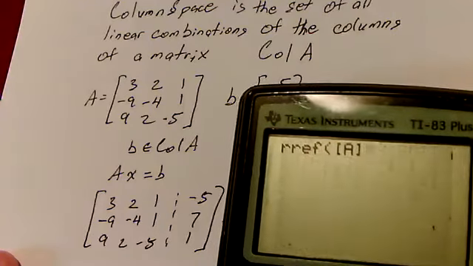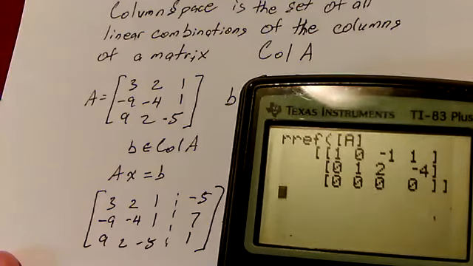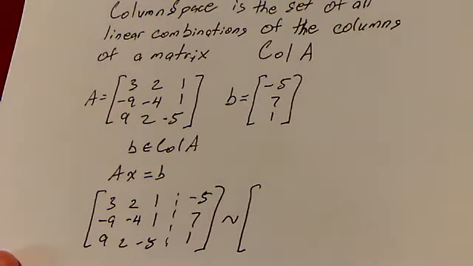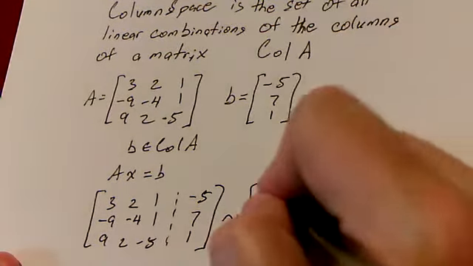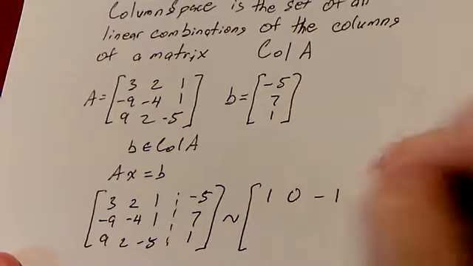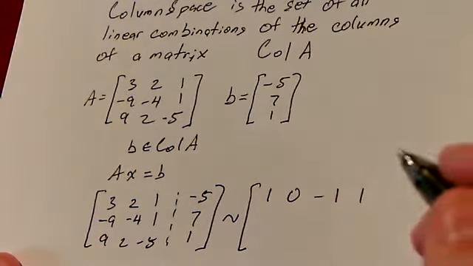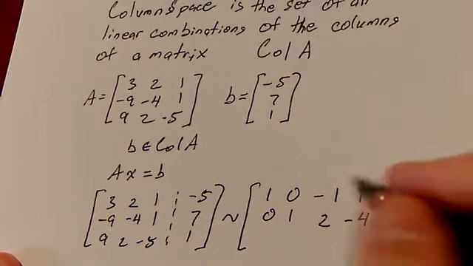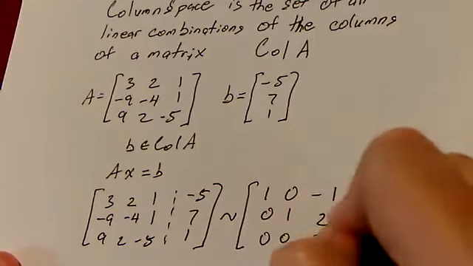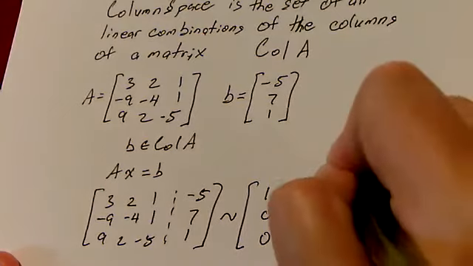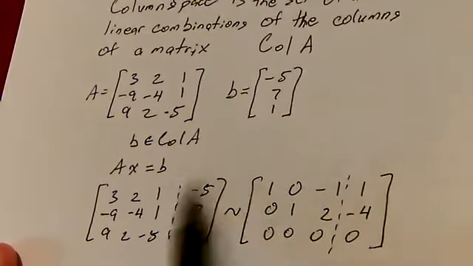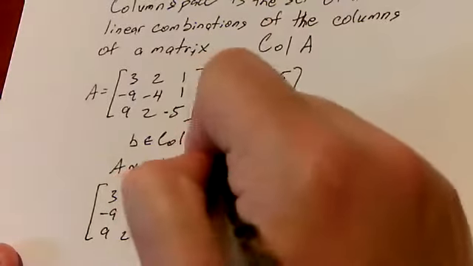Insert our matrix A. It's what we want to take the RREF of, and we get this matrix here: 1, 0, -1, 1, 0, 1, 2, -4. Okay, so let's write down what that reduced echelon form is: 1, 0, -1, 1. Second row is 0, 1, 2, and -4. And then my third row is all zeros. Remember, this is augmented. Okay, so this is a consistent system. So AX equals B is consistent.